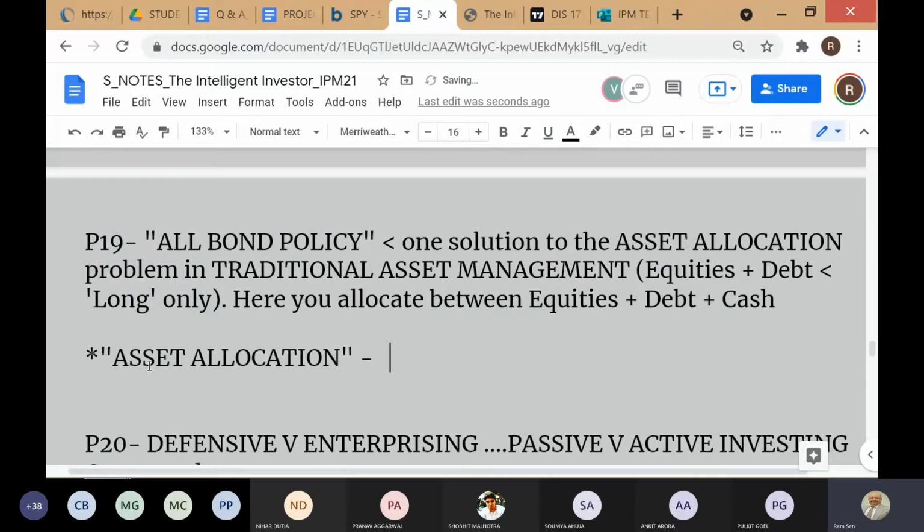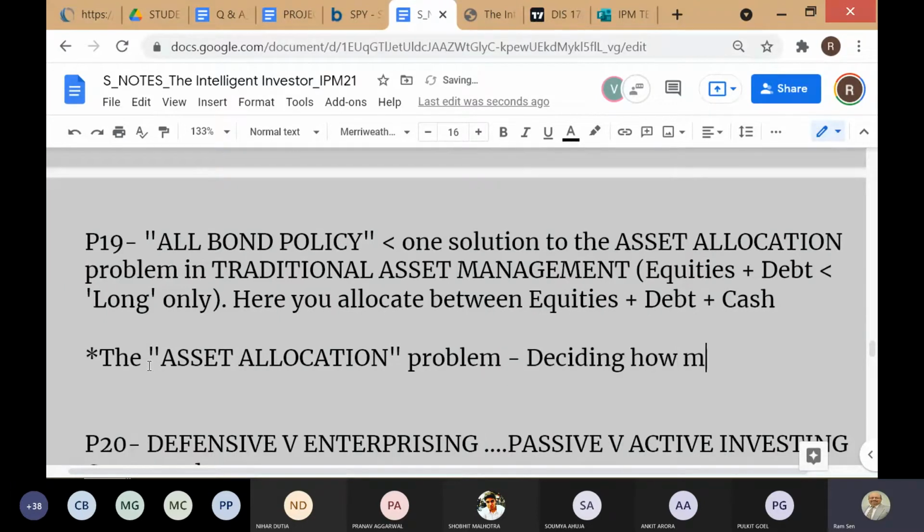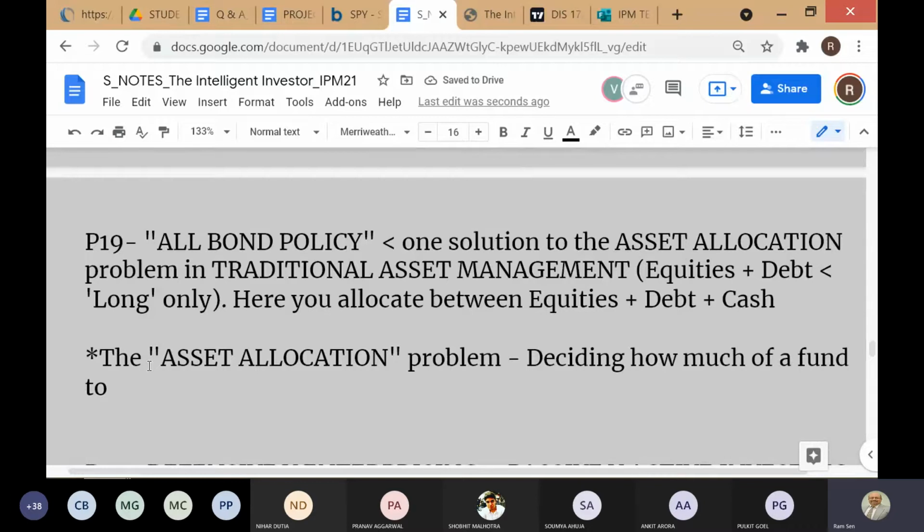Okay, so first is this term. These are terms that are used in industry and they have specific meanings, so you need to be familiar with this. You can talk about it as the asset allocation problem. Okay, what is it basically? It's about deciding how much of the fund to invest, or employ as a more general term, in different asset classes. All right.